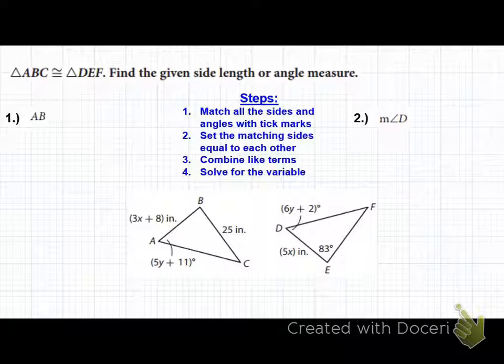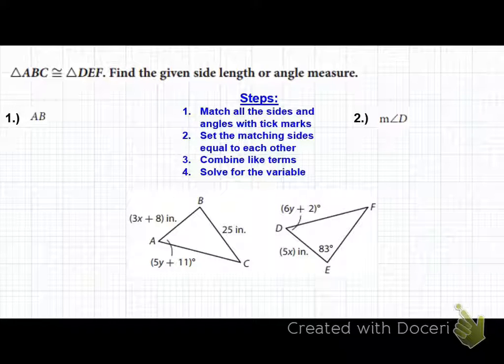So number 1, it gives us some information, okay? We got two figures down here, and I'm looking at the original directions. I always want to read the directions to give myself an idea of what's going on, okay? So triangle ABC is congruent to triangle DEF, okay? So find the given side length or angle measure, all right? So it's asking for side AB, okay?